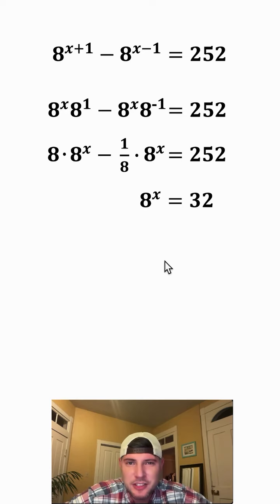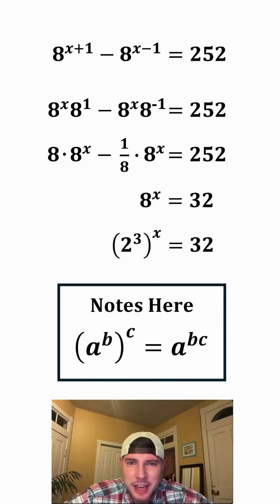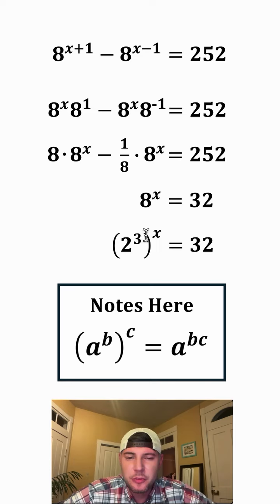A good way to solve this is to try to give them the same base. Each of these can be expressed with a base of 2. Let's copy this down and we can rewrite this 8 as 2 cubed. And we can simplify this with these notes here. Anytime you have a to the b whole thing to the c, you can rewrite that as a to the quantity b times c. 2 to the 3 whole thing to the x, we can rewrite that as 2 to the quantity 3 times x.